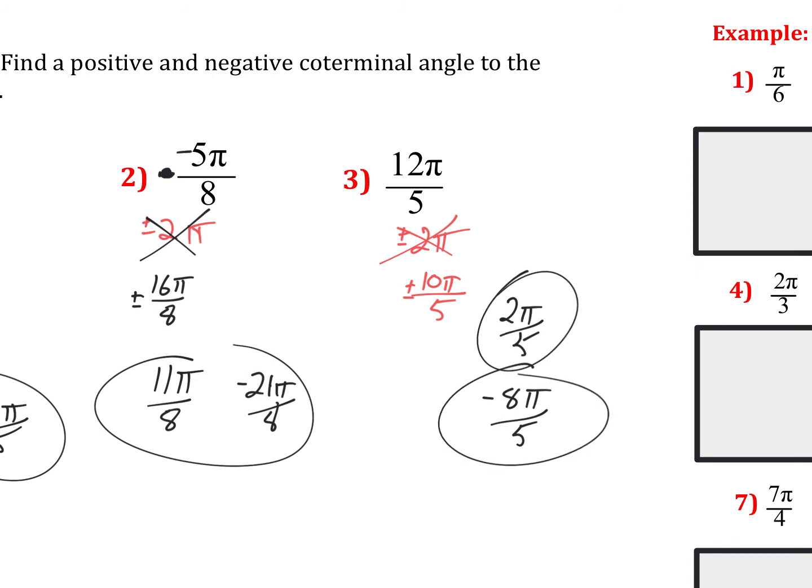So this one we had to subtract both times instead of adding and subtracting, because this angle kind of already did one full lap around our graph.